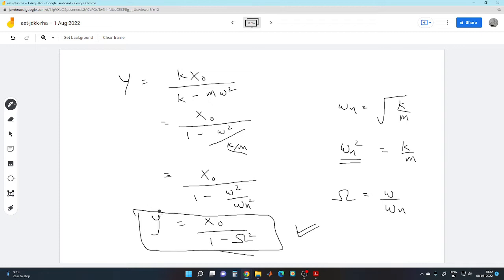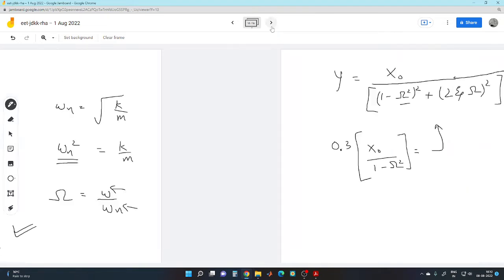Obviously, the amplitude of vibration goes maximum, that is infinite, if capital omega is equal to 1, which means that the excitation frequency matches with the natural frequency. So that is the usual theory we know, right?